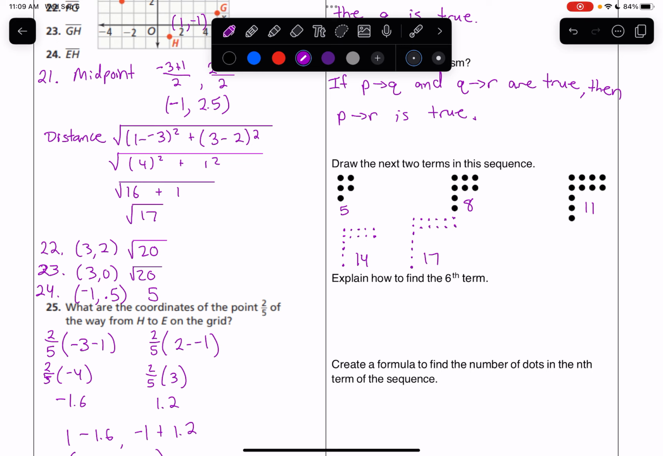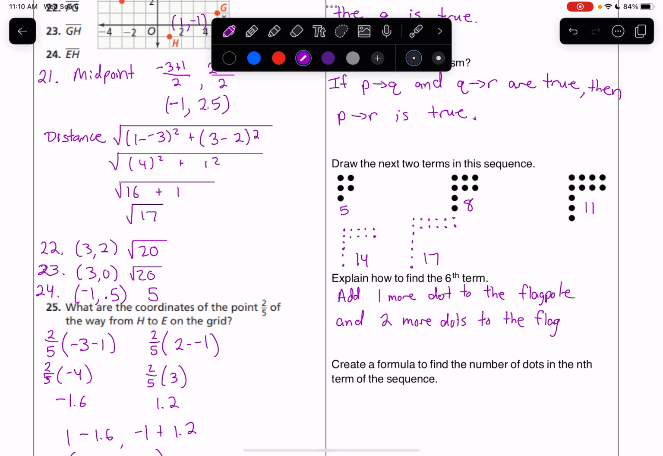So if we wanted to explain how to find the 6th term, we could say we want to add one more dot to the flagpole, and 2 more dots to the flag.